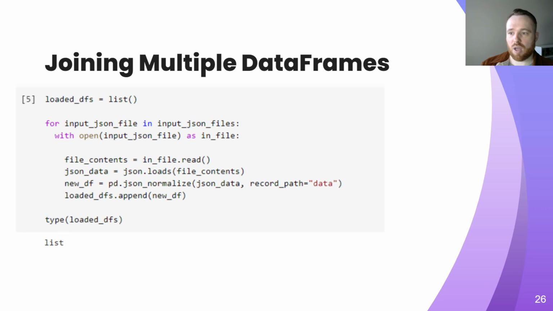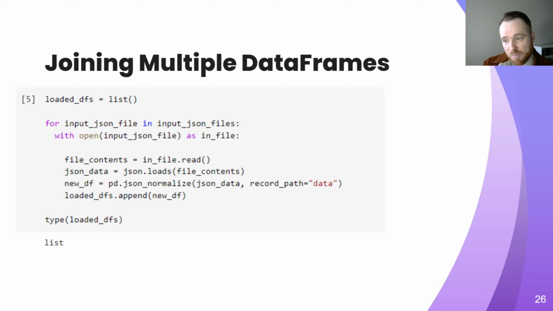That's what I'm doing over here: I'm iterating over that list of JSON files that I found. I'm opening up each one of those individual files, reading it into memory, and parsing it as an object that matches the JSON structure. Then I am passing that to pandas json_normalize to get back a data frame, and adding that data frame to my list called loaded_dfs.